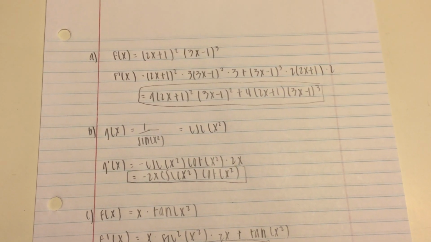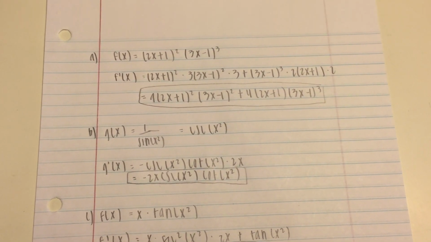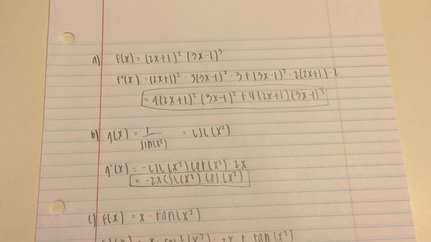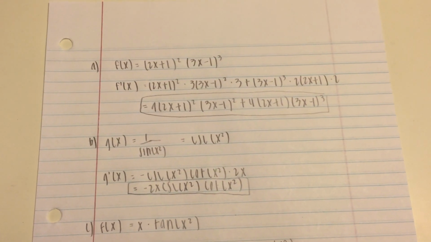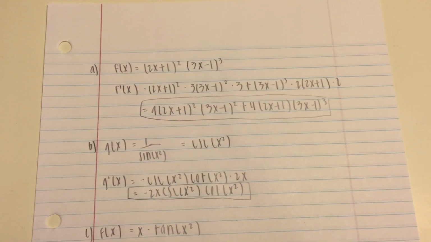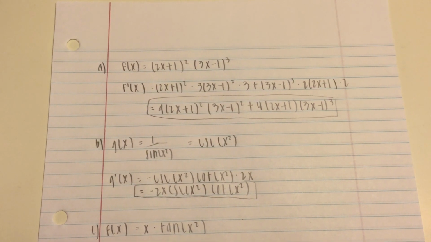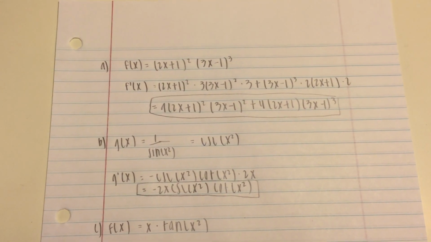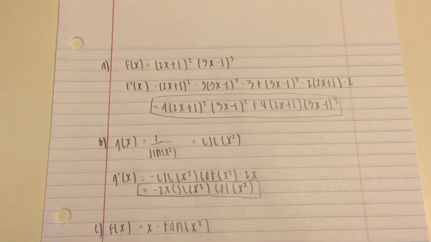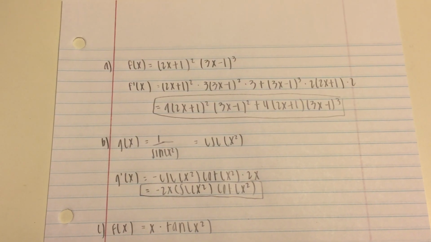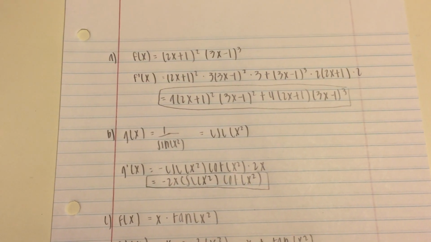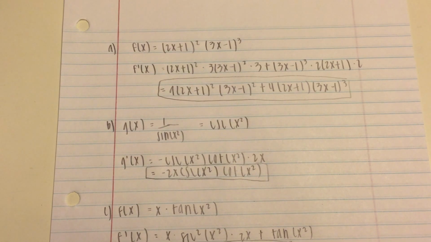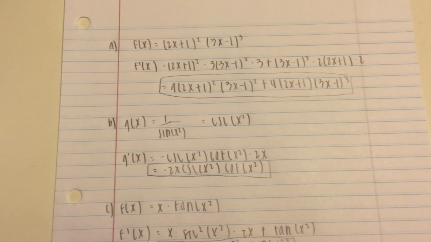This is CPM Chapter 5, Problem 171. We are asked to find the derivative for each of the following functions. With the first one, A, we are given f of x equals (2x plus 1) squared times (3x minus 1) to the third power. To solve this, we're going to have to use the product rule.